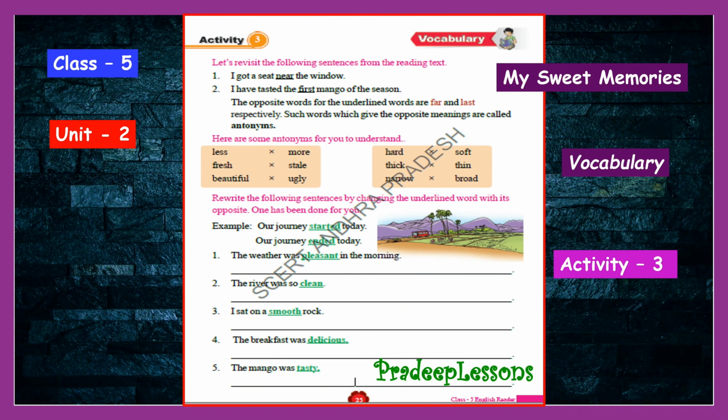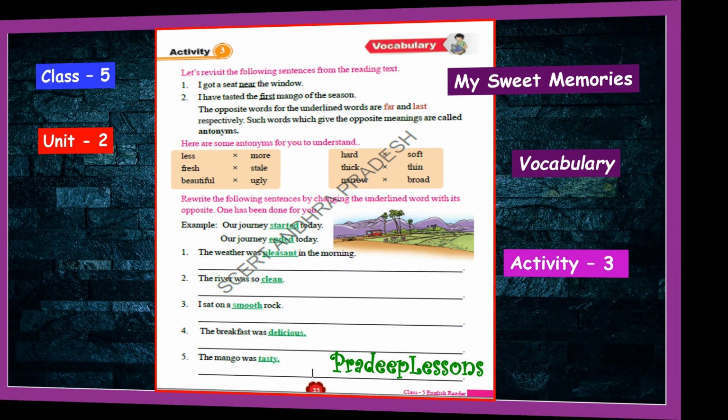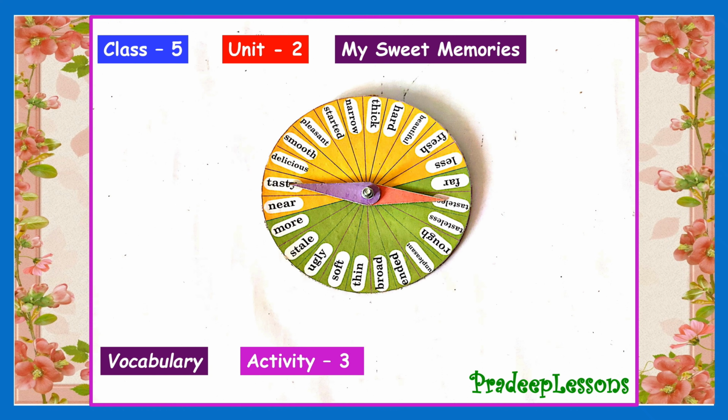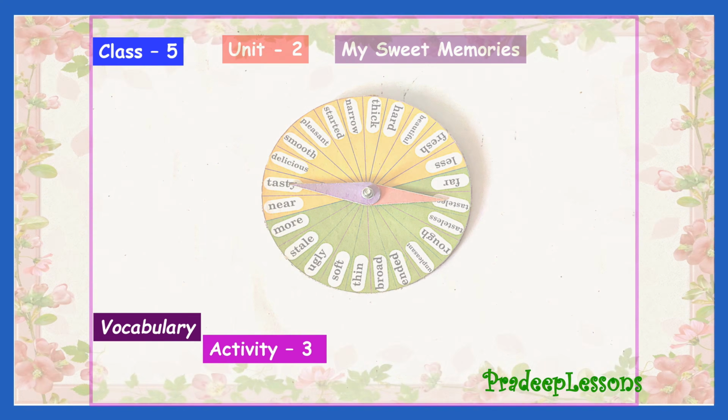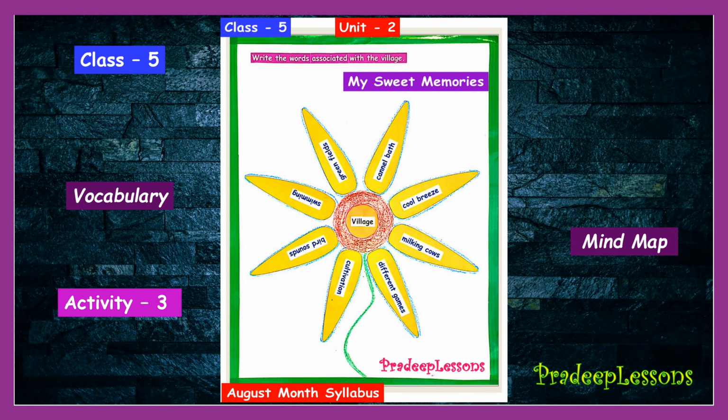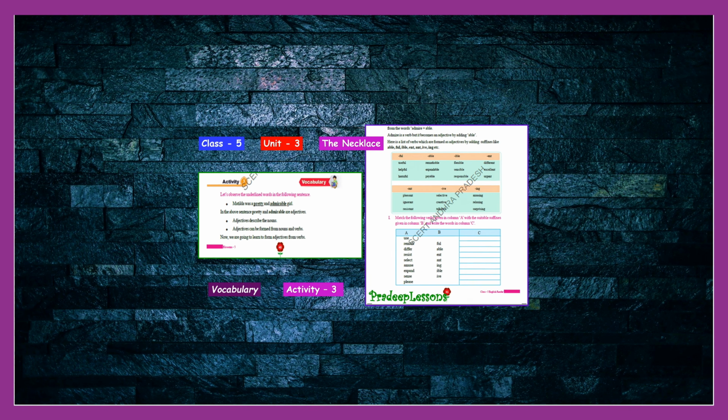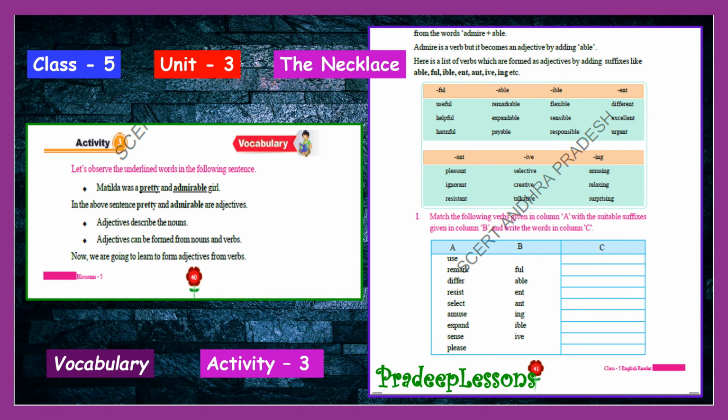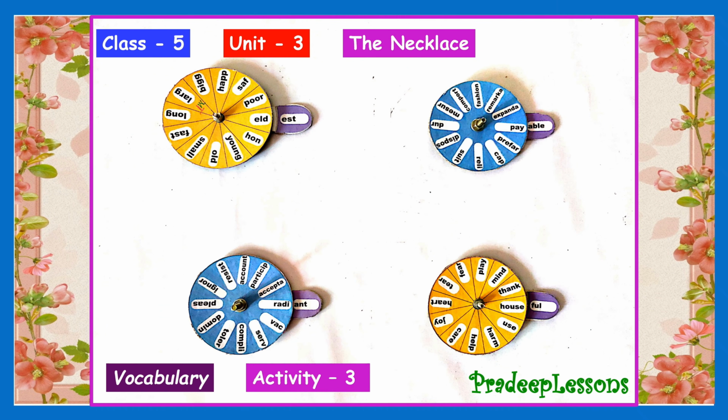Next, my TLM is for antonyms. Rotating wheel TLM designed for antonyms practice. Then a mind map TLM to teach about village and its elements. Next, my TLM is to teach suffixes. I prepared this wheel TLM to teach suffixes.